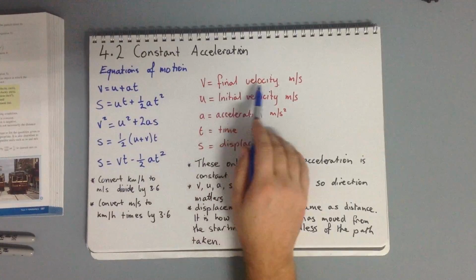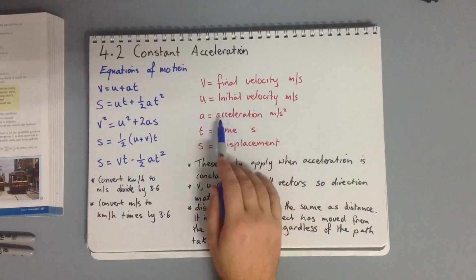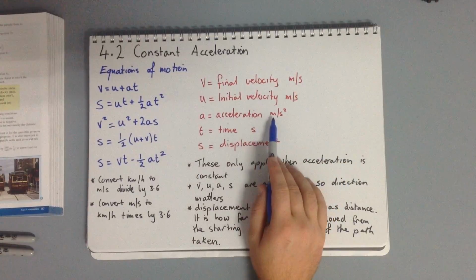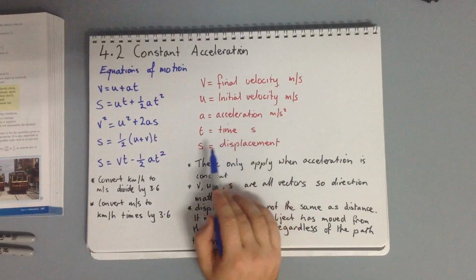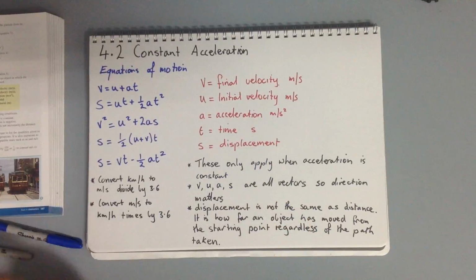Now, v is our final velocity of our object, u is our initial velocity, both in meters per second. Acceleration is a, and that's in meters per second squared. Time is t, and that's in seconds, and s is for displacement, and that's in meters.